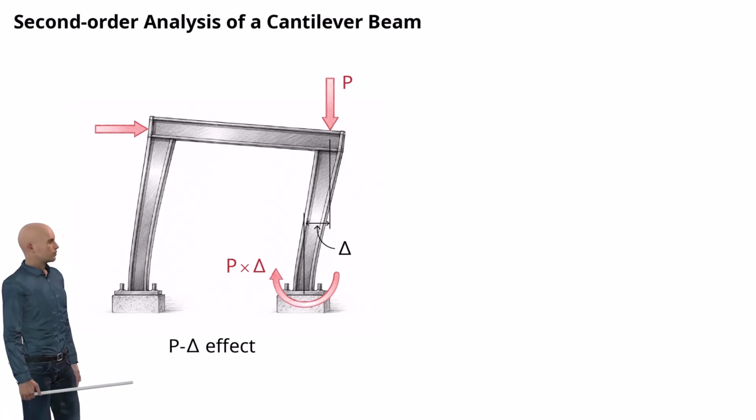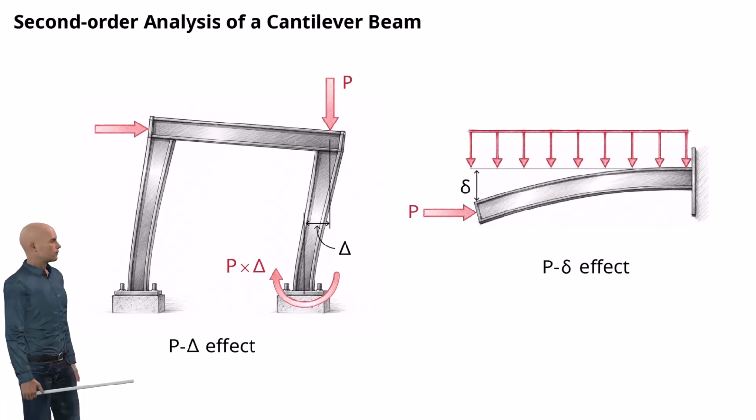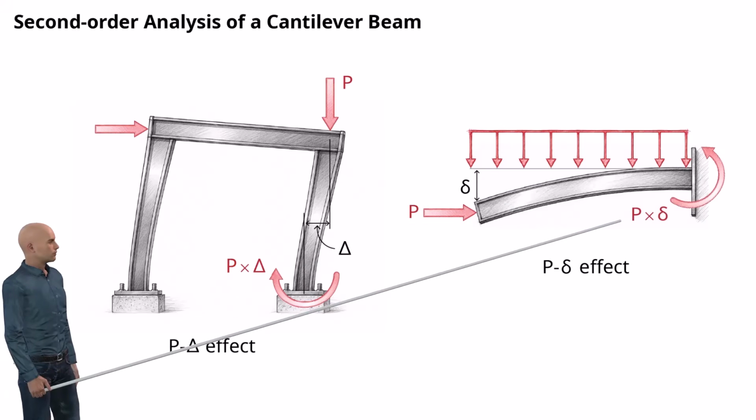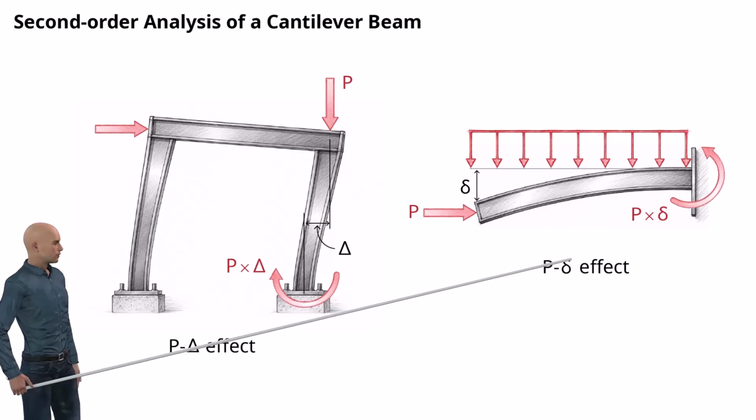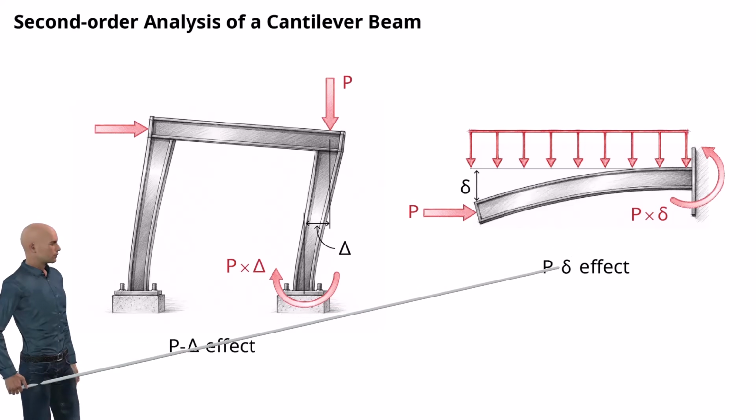In this lecture, we study the same general idea, but now we look at it at the member level. Instead of focusing on frame sidesway, we focus on member deflection. Here, the axial force acts through the deflected shape of the beam. This creates another secondary moment. This moment is associated with the smaller deflection of the member itself. This effect is commonly referred to as the small P-delta effect.